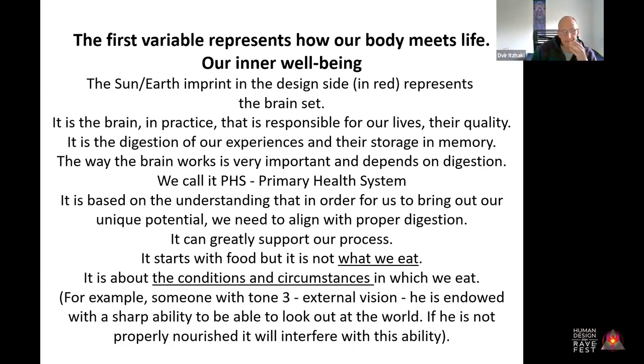But let's see, for example, someone with tone 3. Every tone is about a particular sense, and tone 3 is external vision. People who have tone 3 in Sun Earth have external vision, and every tone has a different smell, taste, etc. They have a very powerful, super sense and sharp ability to use the sense. For example, external vision is a sharp ability to look out at the world, to see in the world. But if it's not properly nourished, it will interfere with this ability.